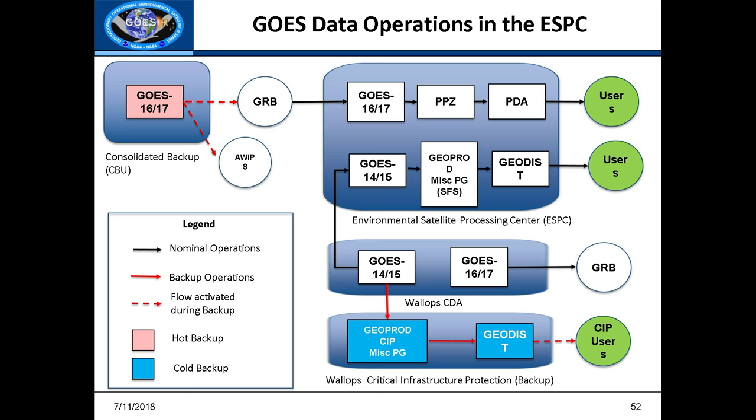So we have a concurrent thing that's working now with the legacy system, just to show you that the GOES-14 and 15 use the legacy GEOPROD system and GEODISTRIBUTION system as well. Wallops also receives the GOES-16 data, as you know. And then we have our backup for Wallops for the legacy system. And then we have our backup for the GOES-R series in West Virginia.